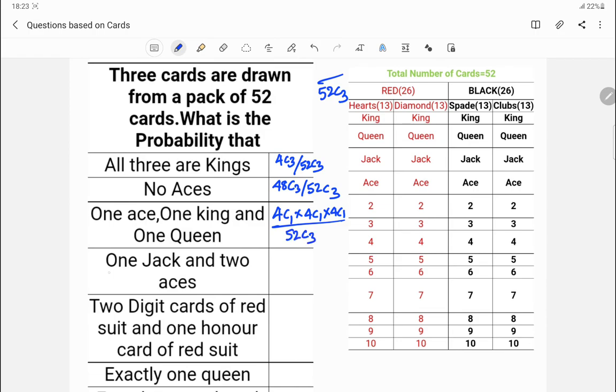Now what is the probability that we are drawing 1 jack and 2 aces? So how many jacks are there? There are 4 jacks. So I'll draw 4C1, 1 jack out of those 4, and 2 aces. There are 4 aces. I'll draw 2 aces out of those 4. So it is divided by 52C3.